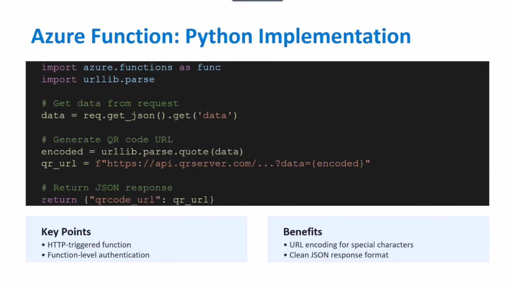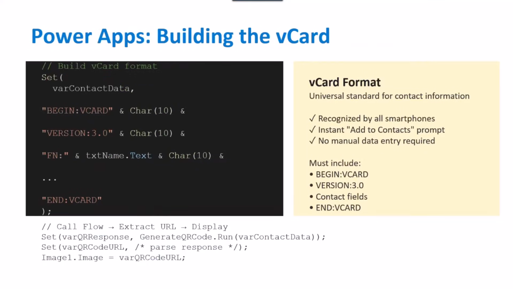So here, like I said, we're doing function level authentication, and we're URL encoding for special characters, and we give back a clean JSON response format. A vCard is a universal standard contact information format. It's recognized by all smartphones. You get an instant add to contacts prompt, no manual data entry required.